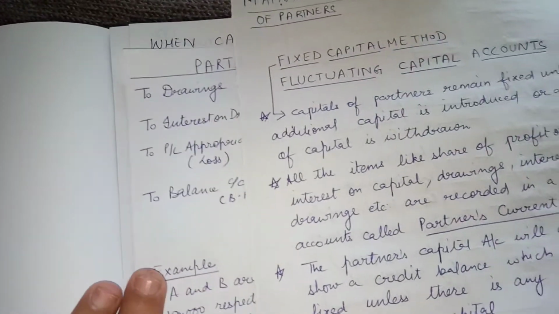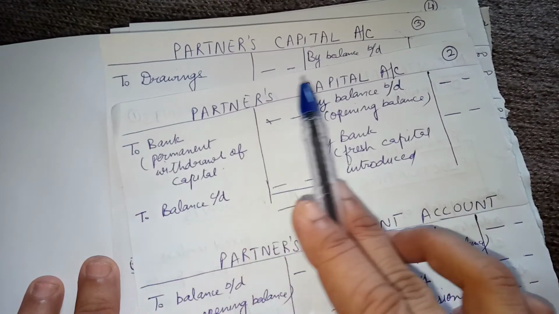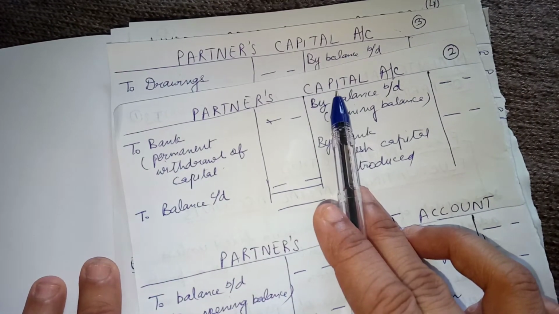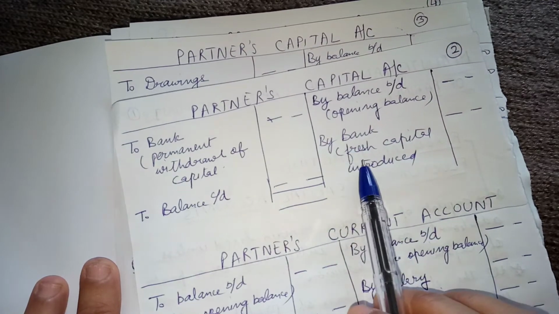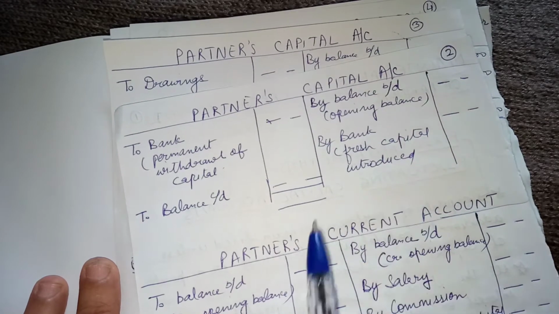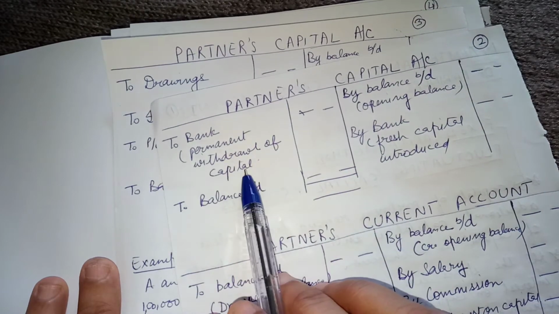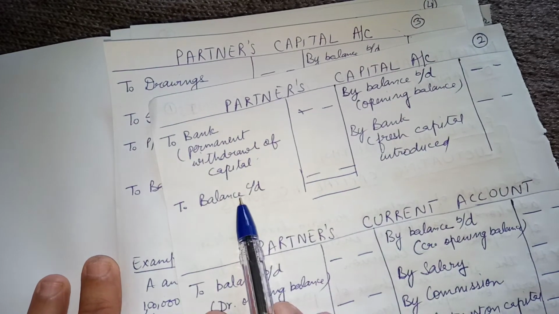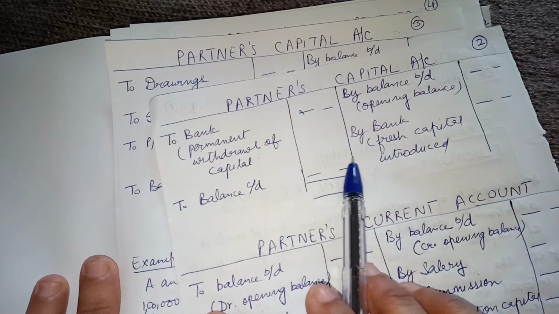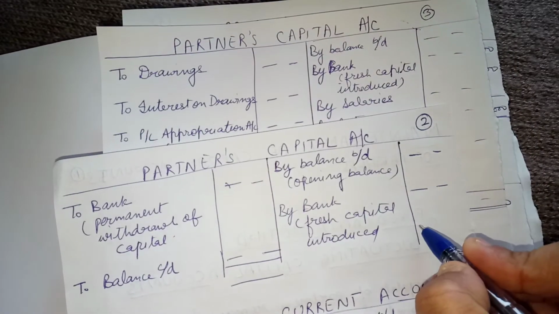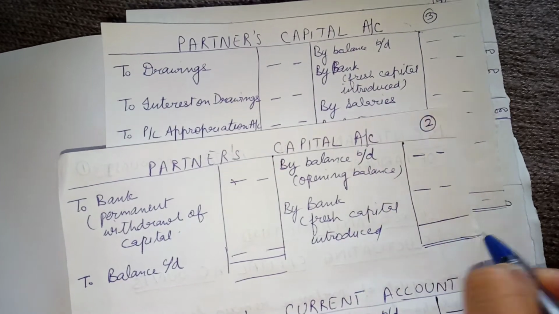Now let us see the basic proforma of capital and current account. Here is the partner's capital account when the capitals are fixed. By balance brought down, that is the opening balance, then by bank if any fresh capital is introduced, and then to bank if any permanent withdrawal of capital is there, and the balancing figure, balance carried down, will be the amount of capital at the end of the year. So this is the capital account in the case of fixed capital.